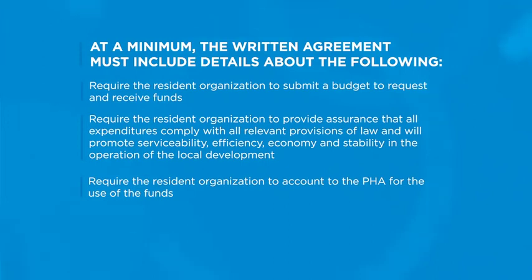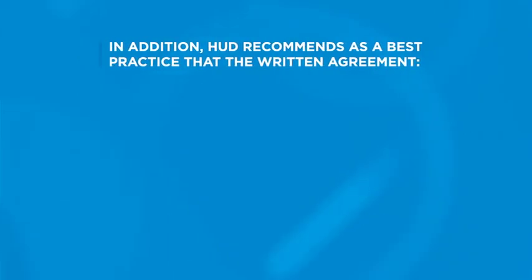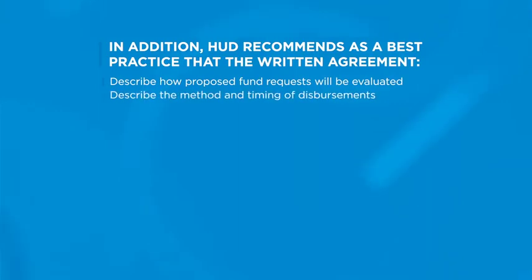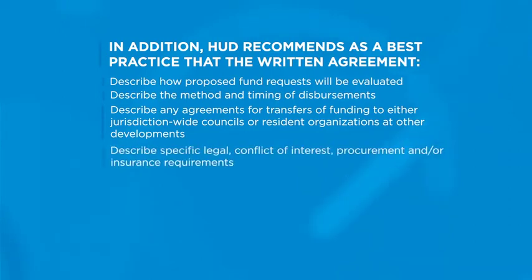Require the resident organization to account to the PHA for the use of the funds. Require the resident organization to permit the PHA to inspect and audit the resident organization's financial records related to the agreement. In addition, HUD recommends as a best practice that the written agreement describe how proposed fund requests will be evaluated, describe the method and timing of disbursements, describe any agreements for transfers of funding to either jurisdiction-wide councils or resident organizations at other developments, describe specific legal, conflict of interest, procurement, and/or insurance requirements.